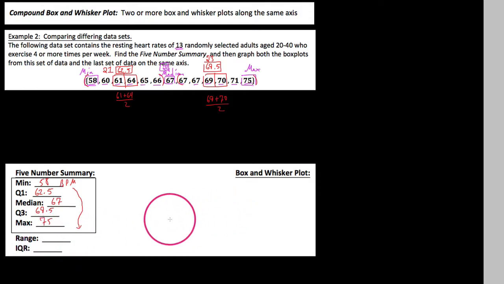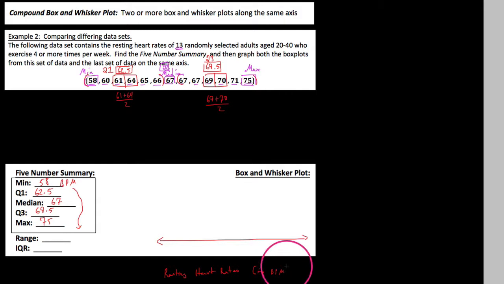So let's look at some things here. Creating our box and whisker plot first, and this is in our instructions up here, we're going to graph both of the box plots from this set of data and the last set of data on the same axes. And so I'm going to label this down here: resting heart rates, in BPM. So we always want to provide units here.